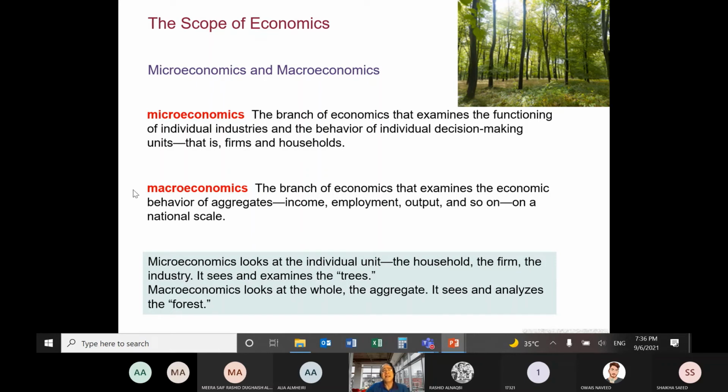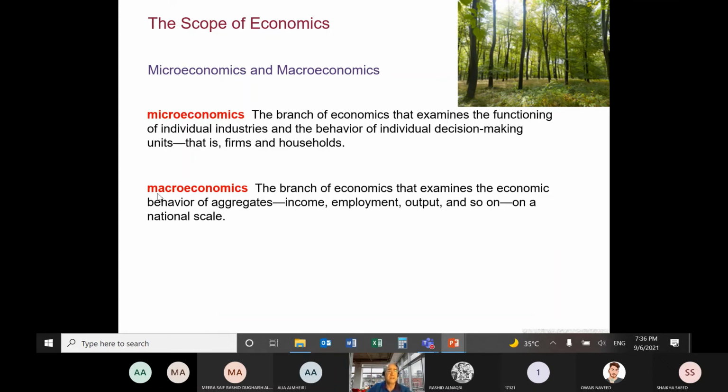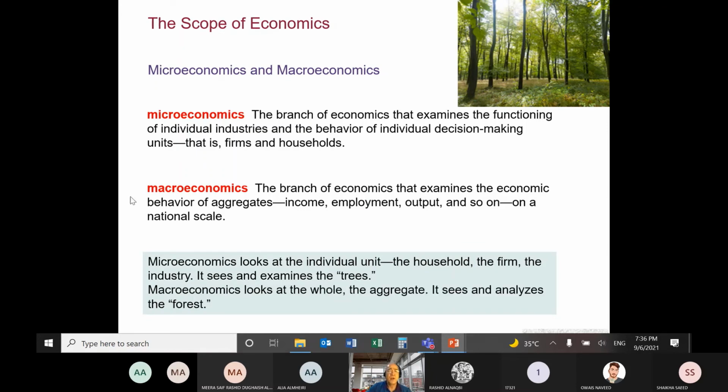So macroeconomics is somehow related to politics. Why? Because we deal with economic problems facing the whole country. For example, when I say coronavirus pandemics affect negatively the level of economic activity, I'm talking about macroeconomics. When I say the whole country, because of the pandemic, enters into recession, unemployment increased, and we started to produce less output, we are talking about macroeconomics.